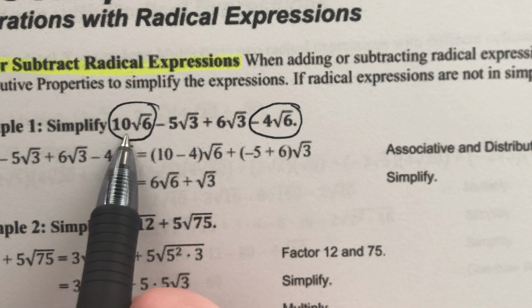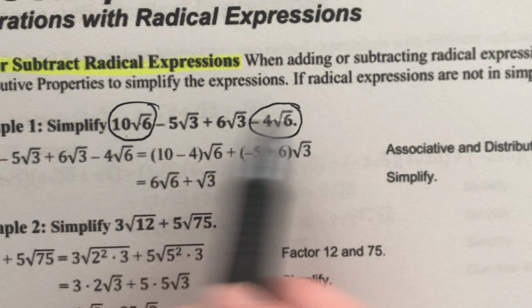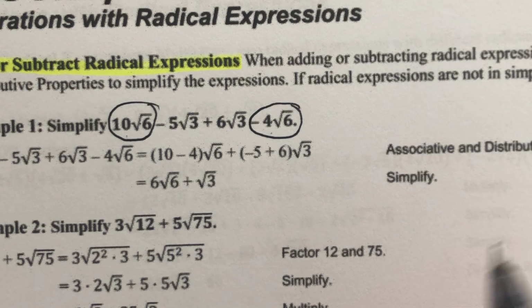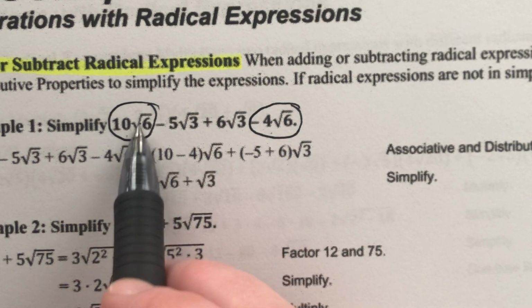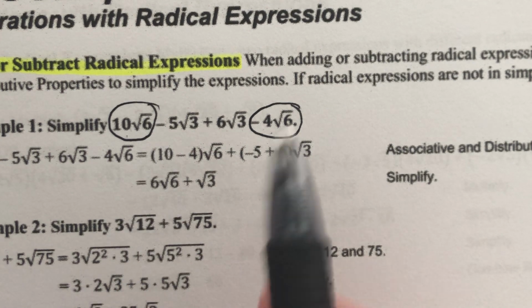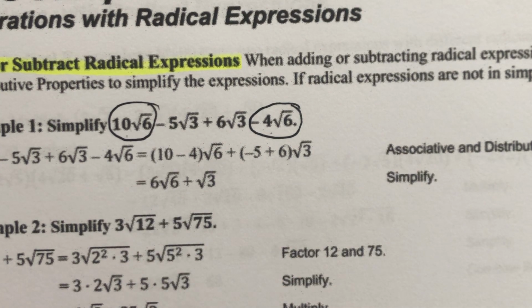Think of it as like 10x and negative 4x, right? If you combine it, 10 minus 4 is 6, so you'd have 6x. Same thing we're going to do here, but instead of an x, you're going to have a square root of 6 behind it. We're not going to touch the square root of 6. We're only going to work with the leading coefficients, okay?